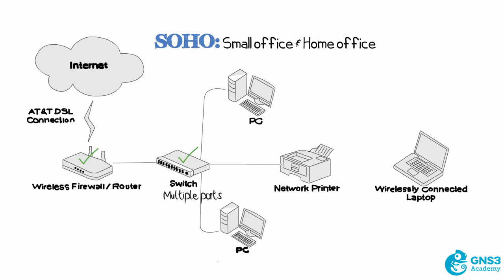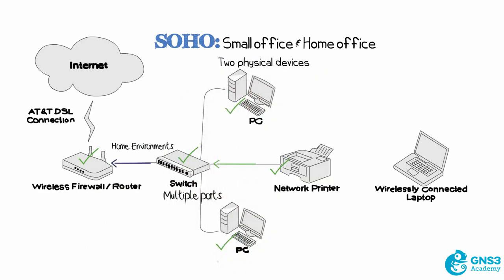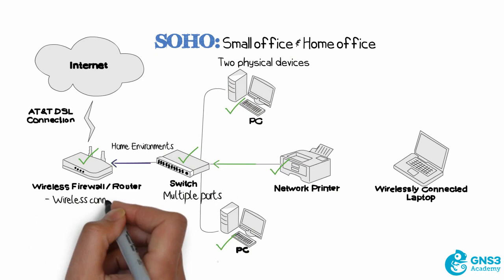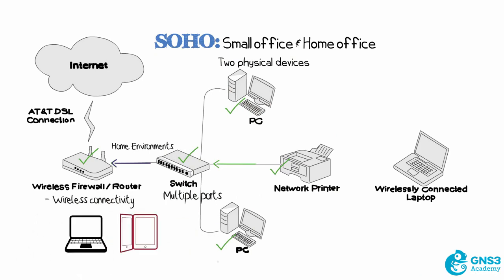So in this example, we have a network printer and two PCs that are connected physically via a cable to a switch, which in turn is connected to the router. Now, in a lot of home environments, the switch is built into the router, so you won't have two physical devices. There'll be one device. The router may provide wireless connectivity, once again, so that your wireless laptop or iPad can connect to the internet without cables.